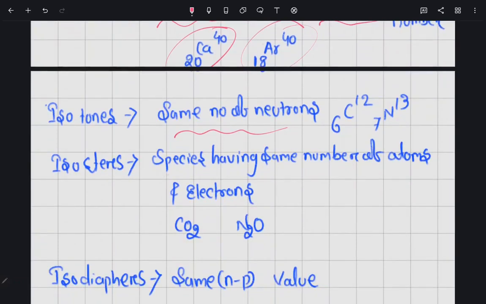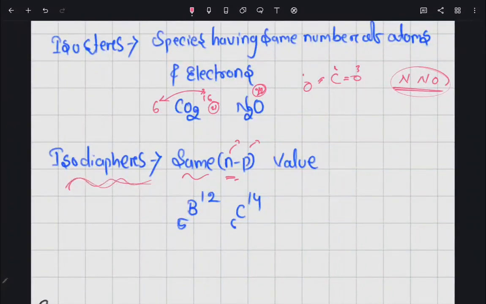Isosters are basically species having the same number of atoms and electrons. So children, try to understand: same number of atoms and electrons. CO2 has how many atoms? 3 atoms, 1, 2, 3. N2O has N, N, O, so total 3 atoms. If you talk about electrons, carbon has 6 electrons, O has 8 electrons, 8 twos are 16, so 16 plus 6 is 22. If you talk about N2O, 7 plus 7 is 14, plus 8 is 22. So the electron numbers are the same.